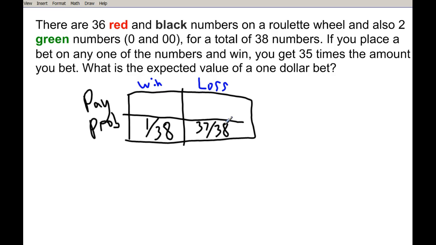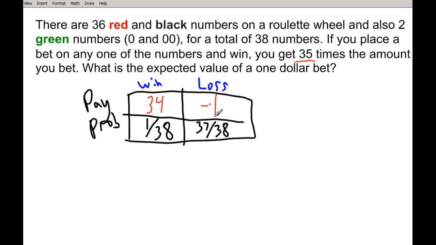Now, the payout you would get. Let's assume you place a $1 bet. You pay $1 to play, so you're down $1 to start with, but if you win, you get 35 times $1 back. So you get $35 back. That's a net profit of $34. And the loss is, if you bet $1, you don't win any money, so you lose $1.